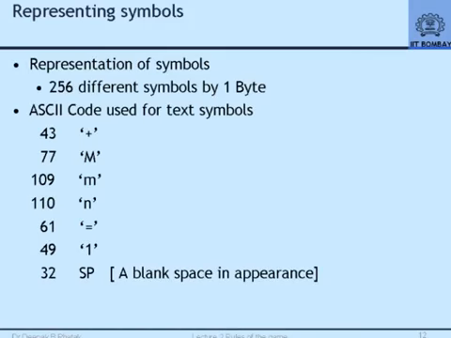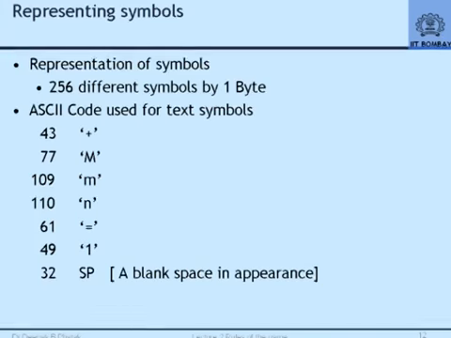Symbols are typically represented using 1 byte location. Why? 1 byte can give us values between 0 to 255. That means 256 distinct symbols I can actually represent. So, there is a standard coding structure, one value and this symbol, one value and this symbol. The code that is used most commonly is called ASCII code. The word ASCII stands for American Standard Code for Information Interchange.